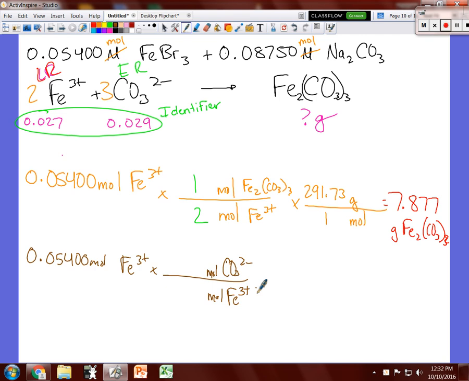Okay, so what's going to be your over-under? 3/2. Okay. Do you agree that I started with 0.0875 moles of carbonate ion? What I'm doing now is trying to determine how much I used. So anybody got that number?